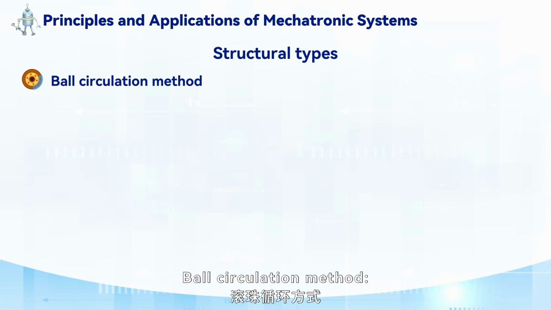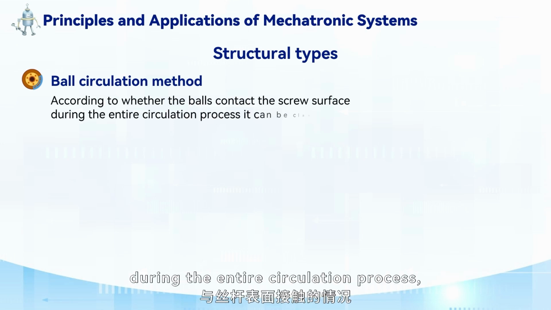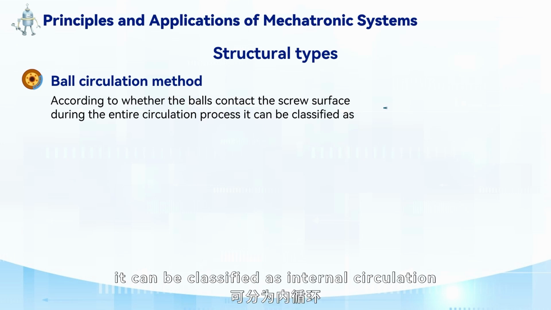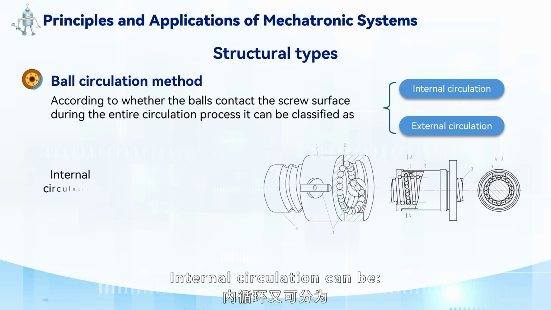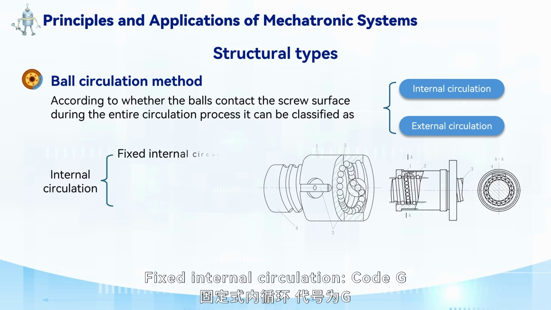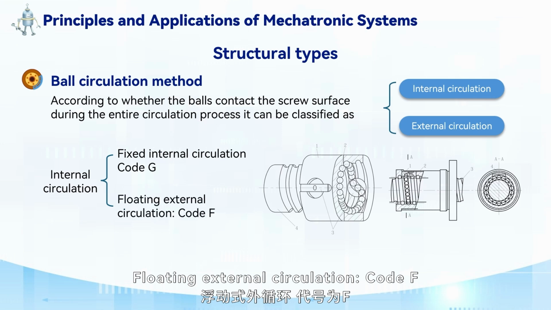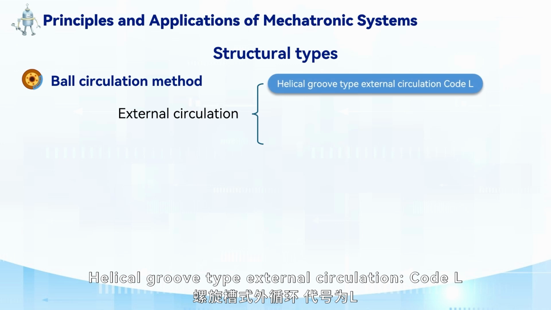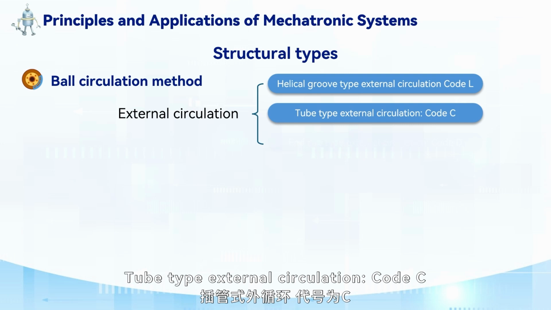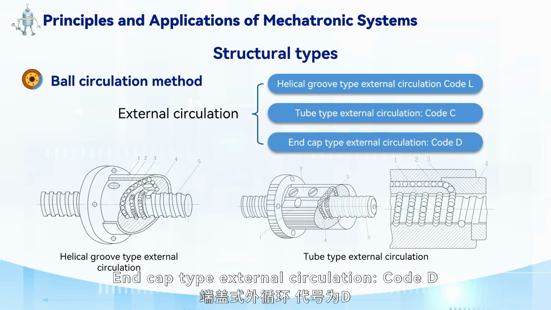Ball circulation method. According to whether the balls contact the screw surface during the entire circulation process, it can be classified as internal circulation or external circulation. Internal circulation can be fixed internal circulation, code G, or floating internal circulation, code F. External circulation can be helical groove type external circulation, code L; tube type external circulation, code C; or end cap type external circulation, code D.